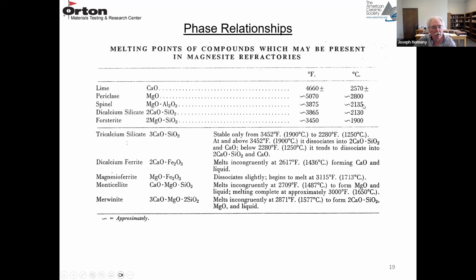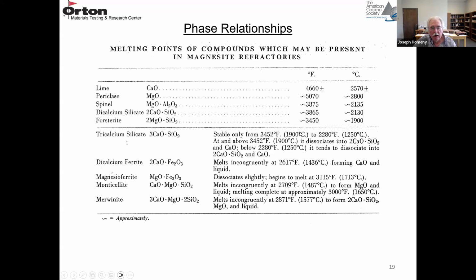2135 degrees C. Dicalcium silicate is 2130 degrees C. And then forsterite, another refractory material, this magnesium silicate, which we'll talk about next class, is 1900 degrees C. So these are the high temperature phases, high melting points.